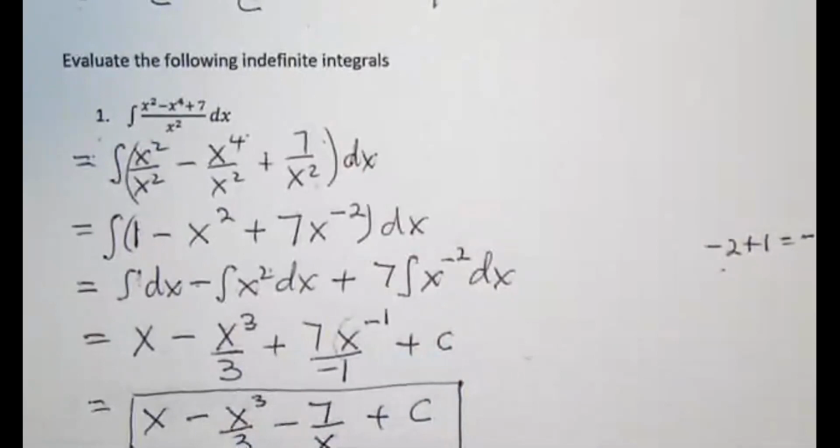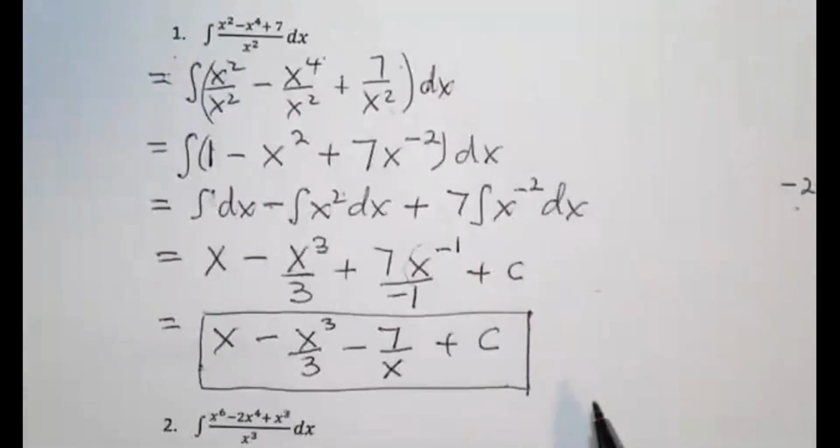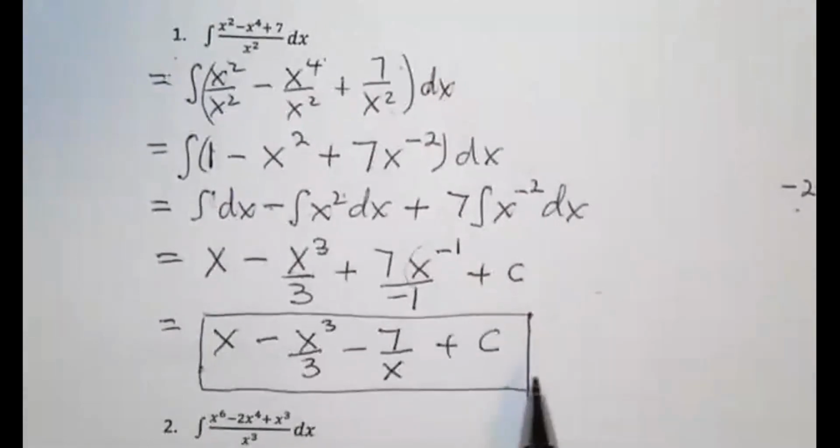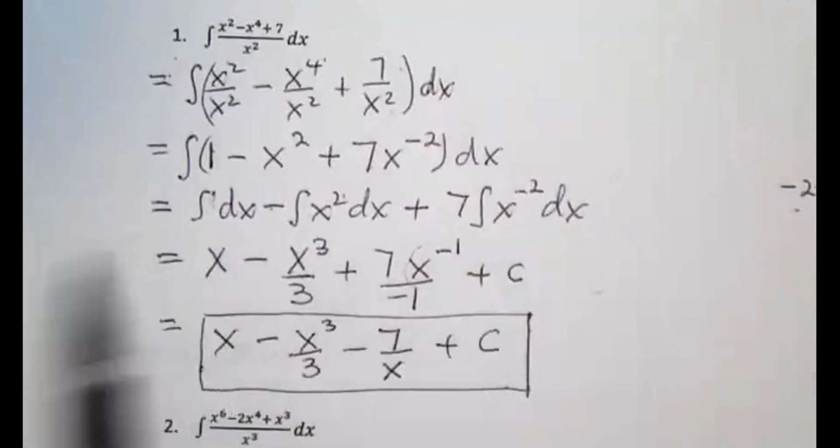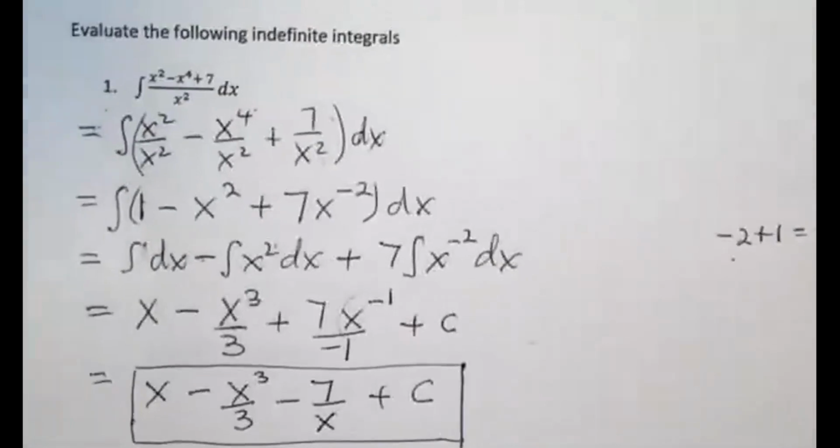Basically, you first have to divide each term by the common denominator. And then you apply the sum or difference rule to separate the terms. And then you apply the anti-power rule. So those are 3 key steps that we use to answer this question.